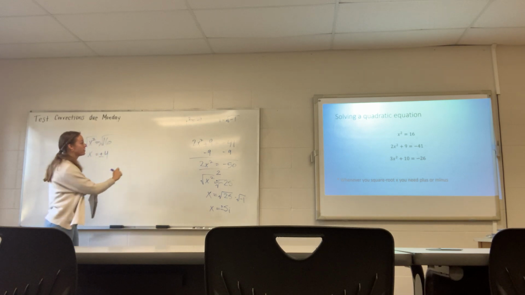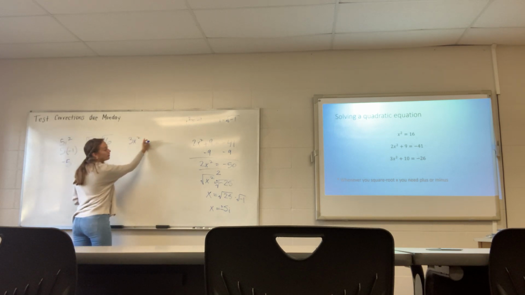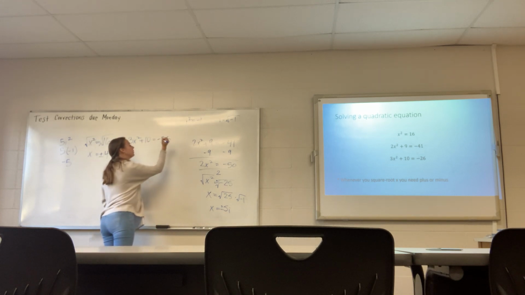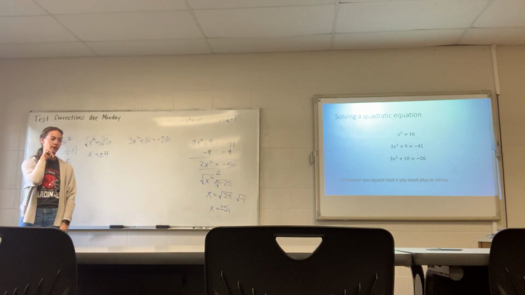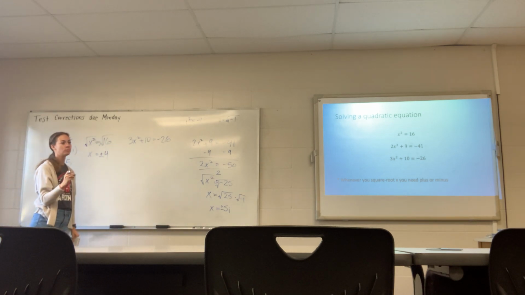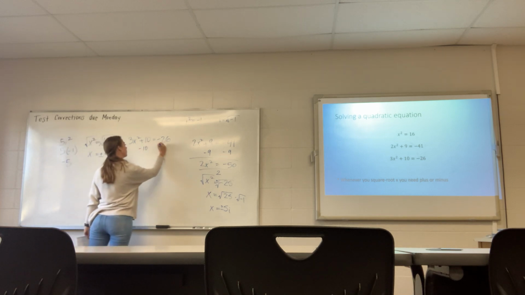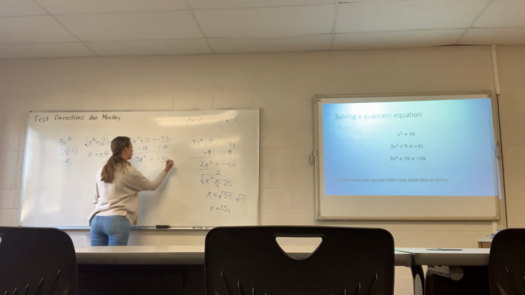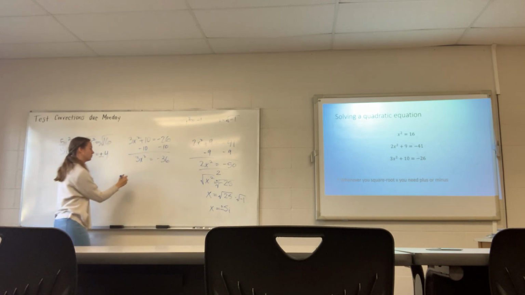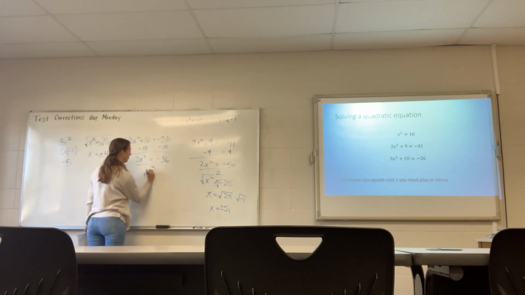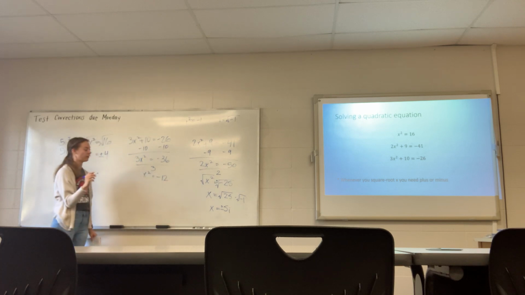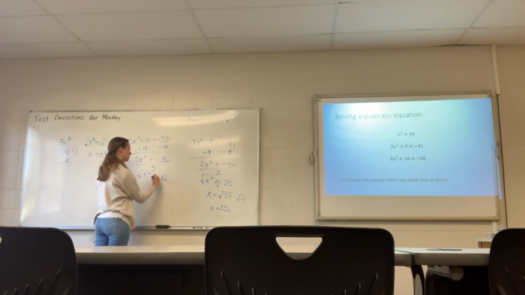All right, so we have this time 3x squared plus 10 is equal to negative 26. Jade, go ahead and help me out. What would I start with? Okay, let's minus the 10, so what would I have? Keep going, what would I do next? Okay, so what would I have? Okay, so I have x squared equals negative 12. And then what could I do? Okay, so what am I gonna have?